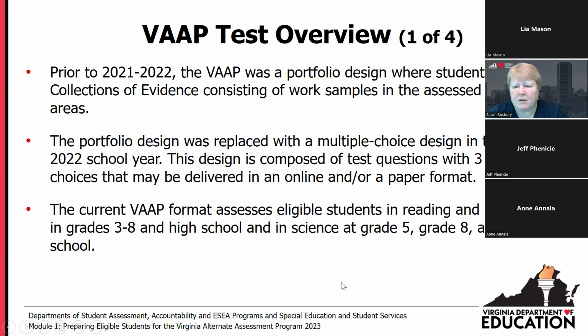The design was replaced with a multiple choice test, and the test questions include 3 answer choices, and that could be delivered in either an online or a paper format, or potentially both, depending on the needs of the student. And the current VAAP does assess reading and mathematics in grades 3 through 8 and high school. And then we assess science in grades 5, 8, and also in high school.